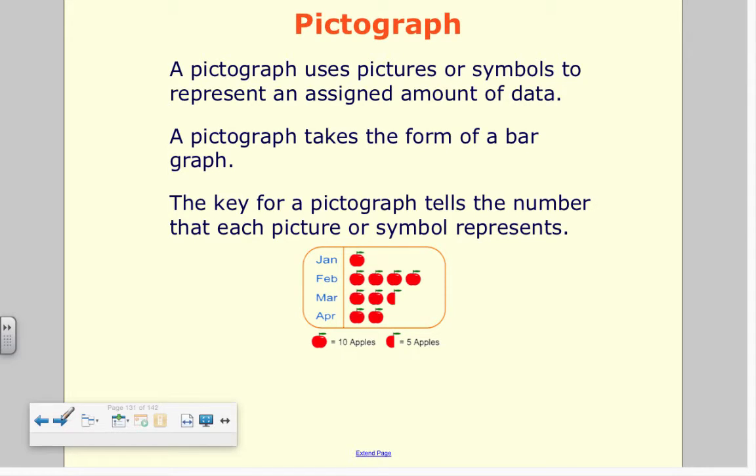A pictograph uses pictures or symbols to represent an assigned amount of data. A pictograph takes the form of a bar graph, but instead with a pictograph, you have symbols or pictures that represent. There's an example down below of apples. It looks like a bar graph using apples. Do not forget, pictographs almost always have keys at the bottom.